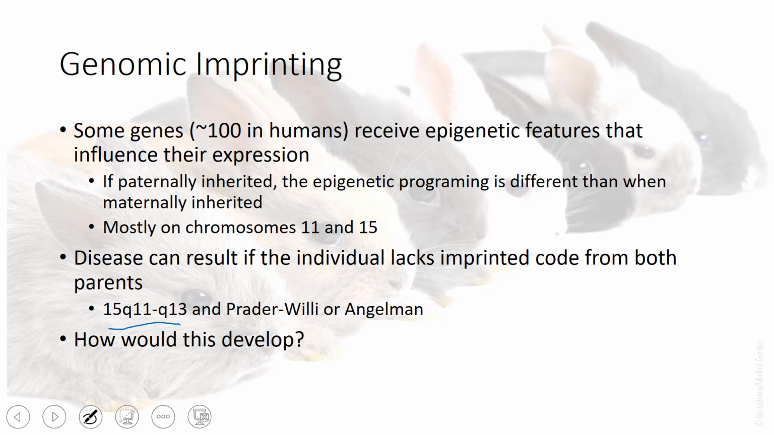So we have some questions. How would this develop? Again, we've got the hypothesis that because the two sexes have different goals, or what maximizes their fitness, there are certain genes that they have to mark to ensure that they are expressed properly. We'll talk about this more on Monday. And then, how does this get reset?